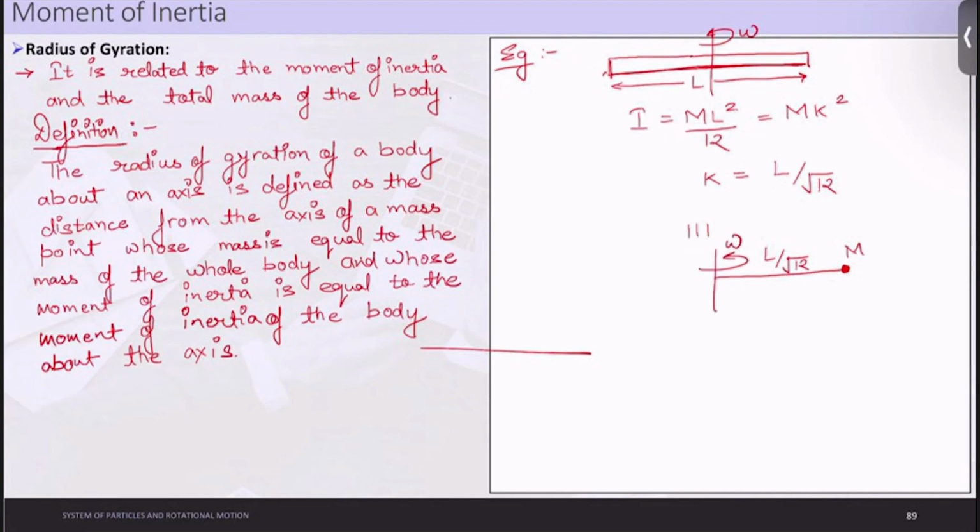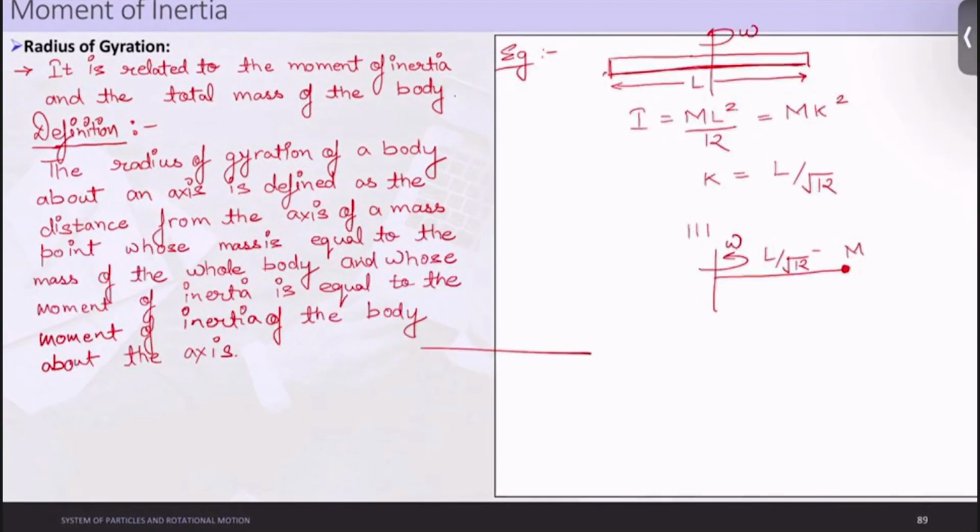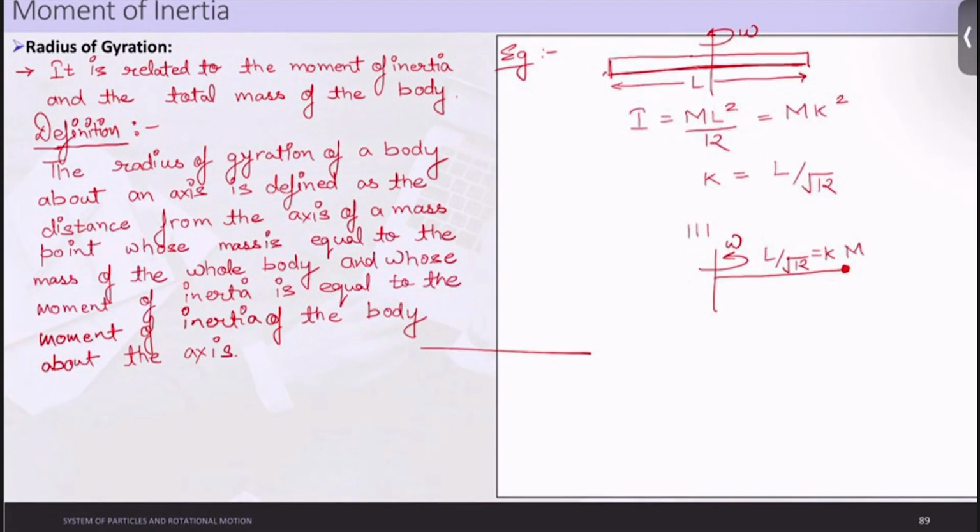So I hope this concept is clear to you. So basically that is the analogy being done. So this is your radius of gyration, which is nothing but equal to k. Okay, so that's how the radius of gyration has been explained.